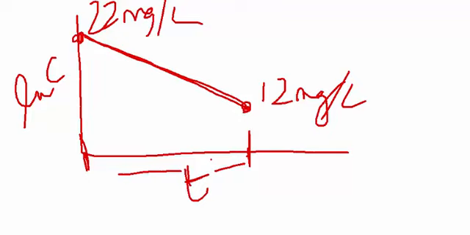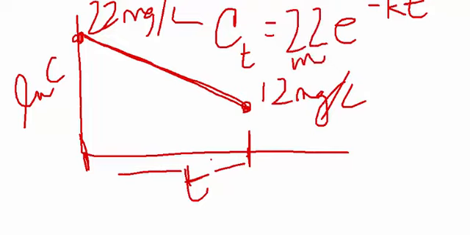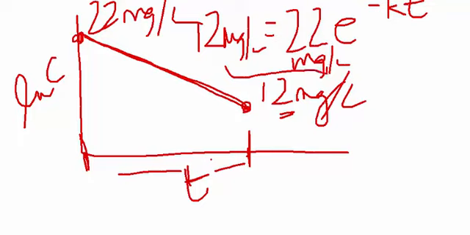This is a decay model, one compartment decay model, so we can use our good old CT is equal to C0 e to the negative KT. Right? So if that's the case, then we know that C0 here is 22, don't we? Milligrams per liter. And where we want to get to is 12 milligrams per liter. So our CT is 12 milligrams per liter. And the T here is going to be the time difference between those. That's what we're solving for here.